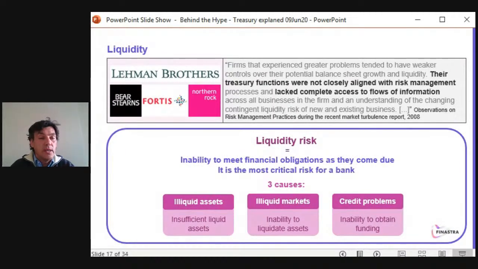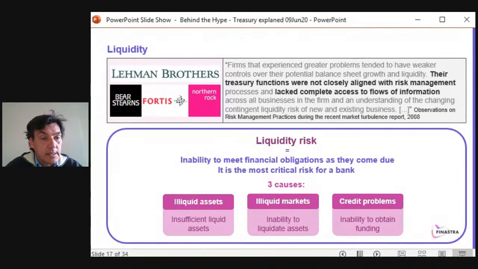There are three types of liquidity risk. The first one is illiquid assets. Just a quick example: I want to eat, I have no money in my wallet, but I have my car. Can I sell my car to buy a sandwich? No, it's impossible. My car, relative to the sandwich, is an illiquid asset. So that's the first problem.